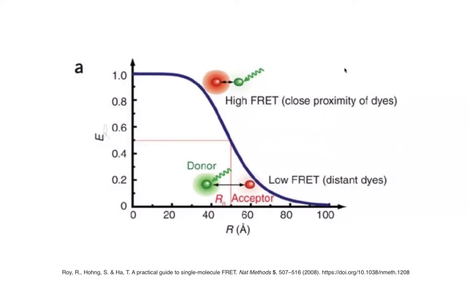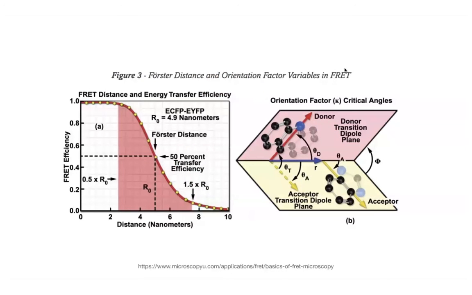So this is kind of our FRET efficiency, how good that FRET is. And you can see that if they're close together, you get this really high FRET, and if they're far apart, you get low FRET. Now in the middle at this 50% mark, that's going to correspond to your R naught, which is the distance between them at which you get half of that FRET efficiency. So this is also sometimes called the Förster distance, the 50% transfer efficiency.